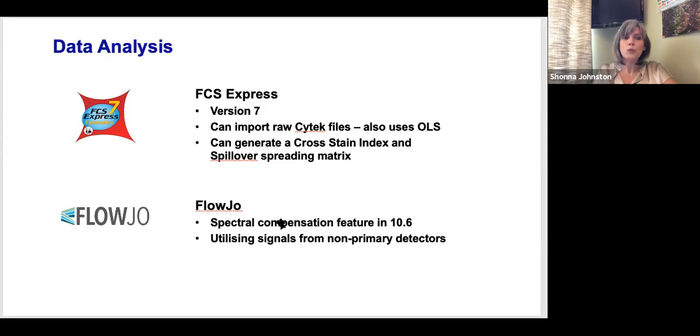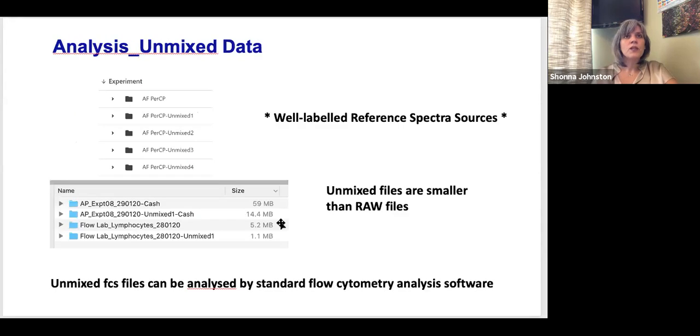With FCS Express, you can also generate a cross-stain index and a spillover spreading matrix for your Cytek Aurora too. With FlowJo, there's what's called spectral compensation, and it features in versions 10.6 and above. Essentially what it's doing is utilising signals from the non-primary detectors, as I sort of alluded to earlier. It's just a slightly different way of working it. As I say, our experience is mainly with FCS Express for spectral flow cytometry compared to FlowJo.